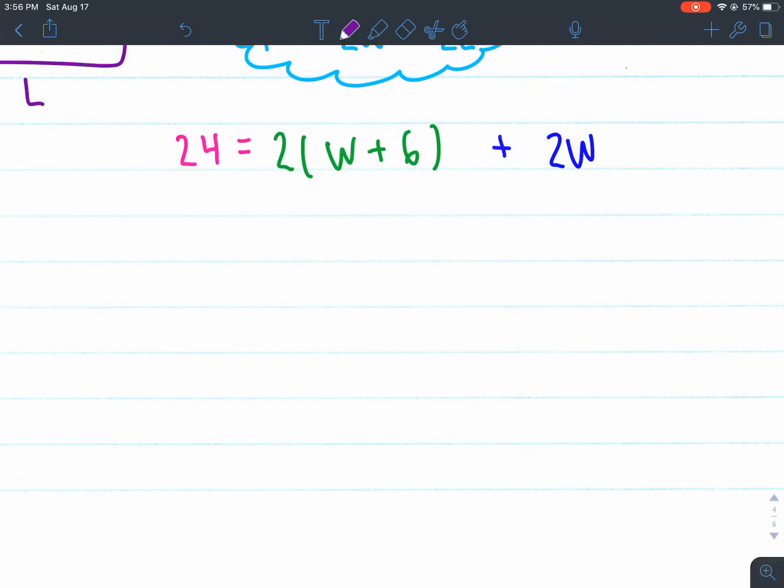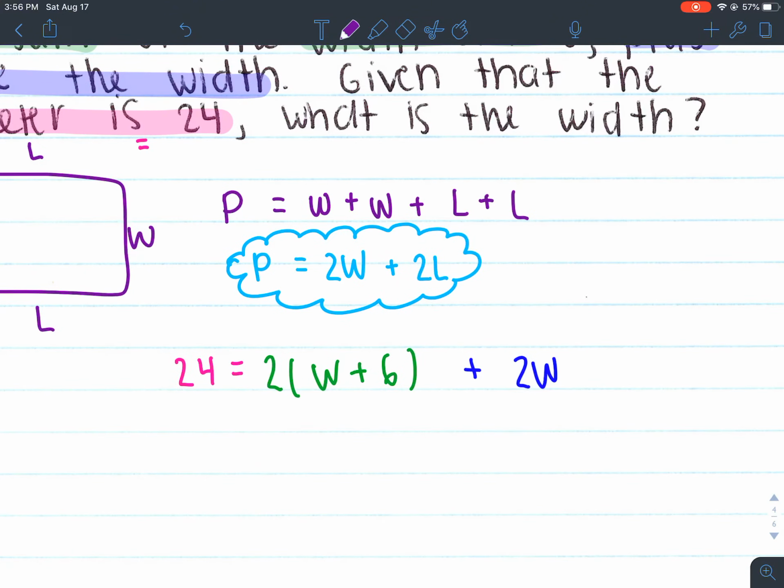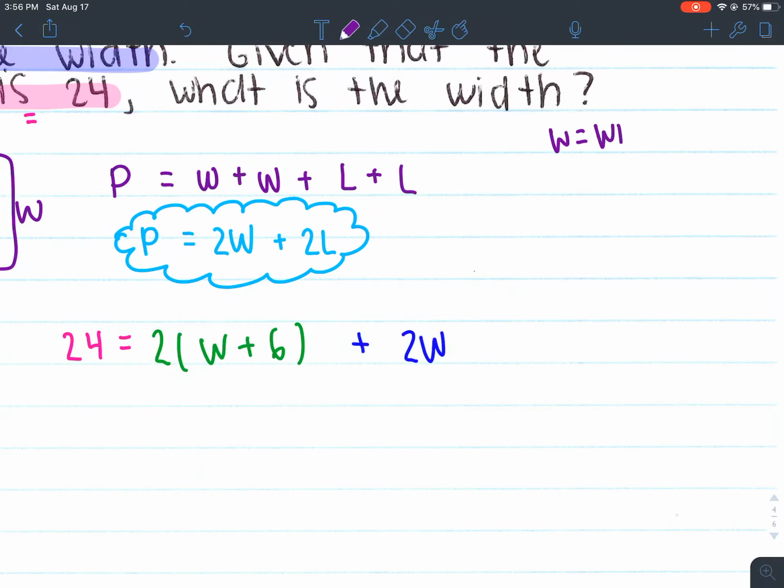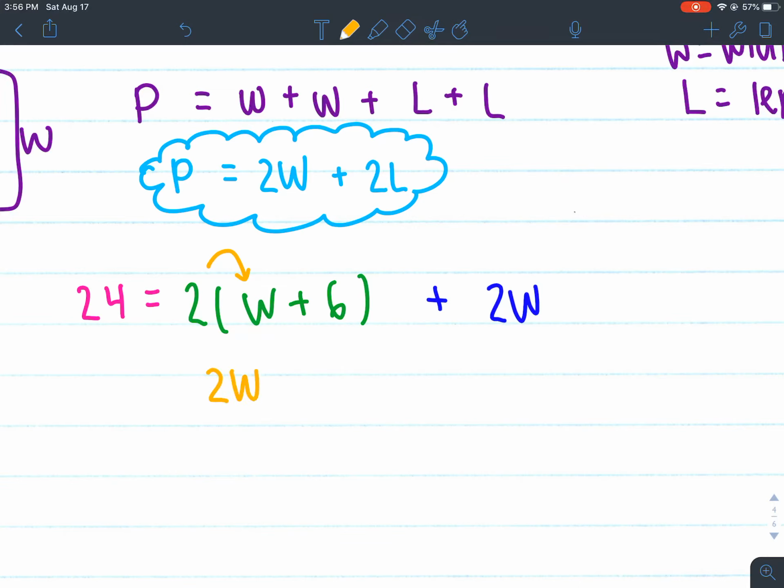All right, now we just have to simplify. But let's look back at what I wanted us to find. What is the width? We want to look for W because W was what we gave width to, right? This is our width, and L is our length. So go ahead and distribute. 2 times W is 2W. 2 times 6 is going to be a positive 12.